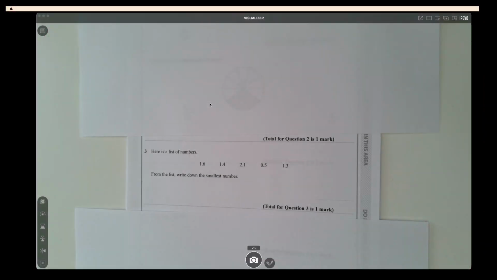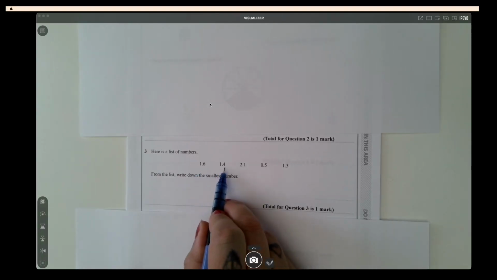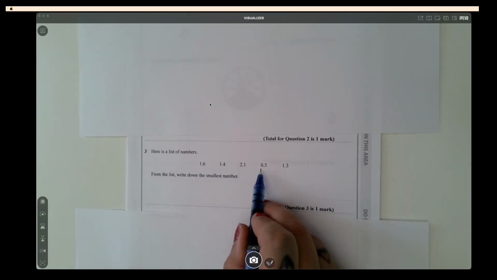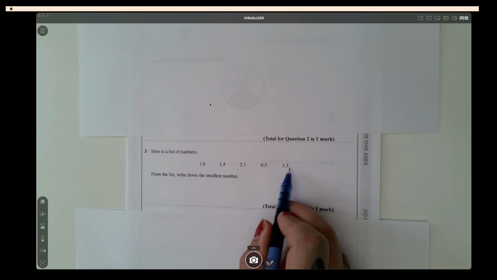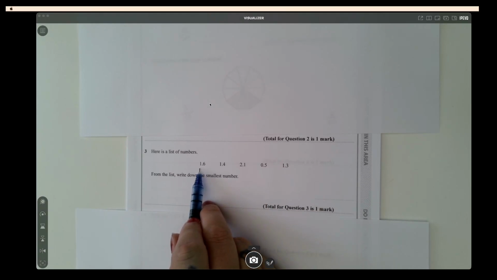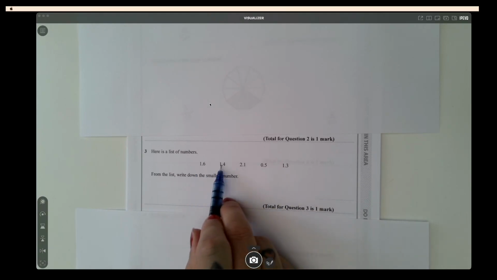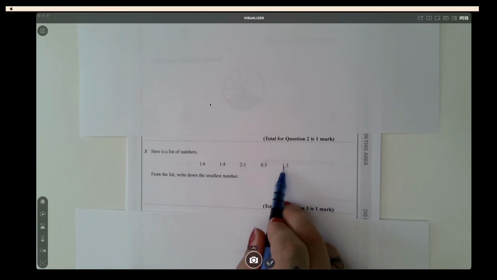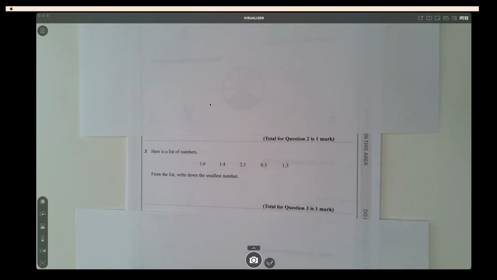Question 3. Here is a list of numbers. From the list, write down the smallest number. So we have 1.6, 1.4, 2.1, 0.5 and 1.3. So to compare these numbers, we're going to start with the first digit. So we have a 1, 1, 2, 0, 1.